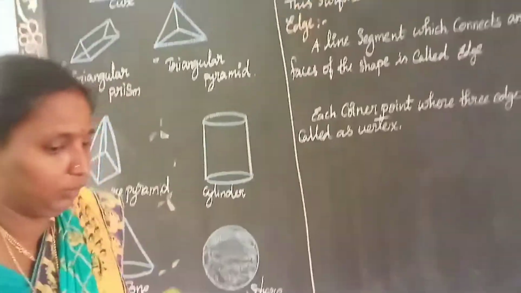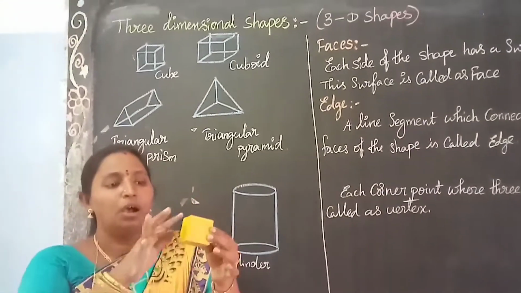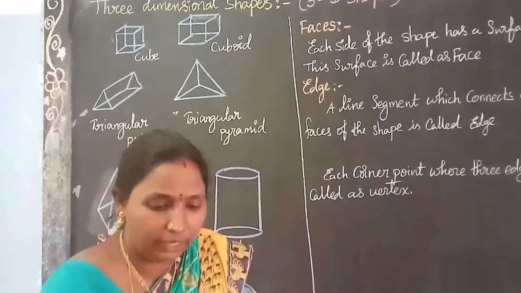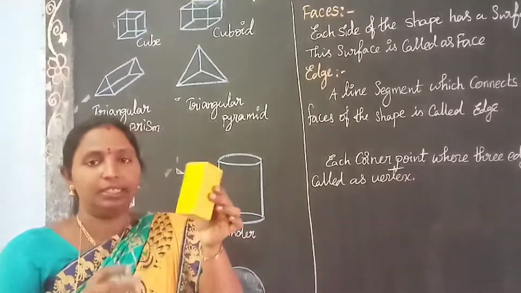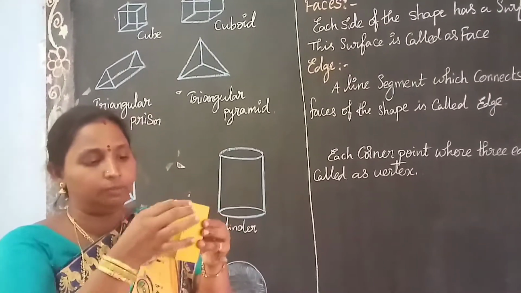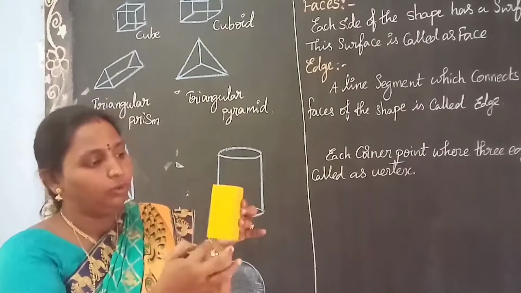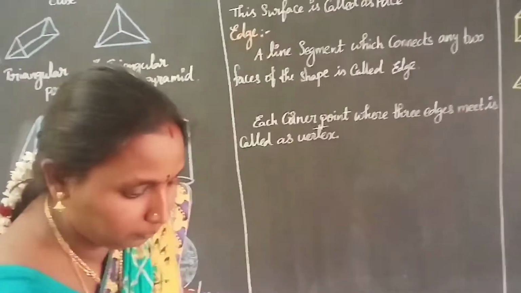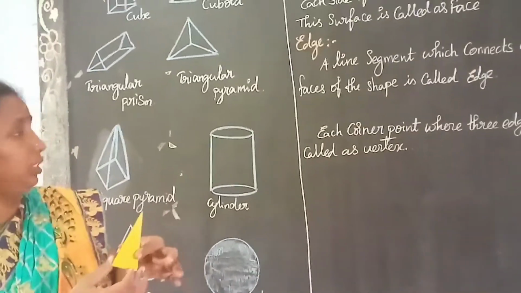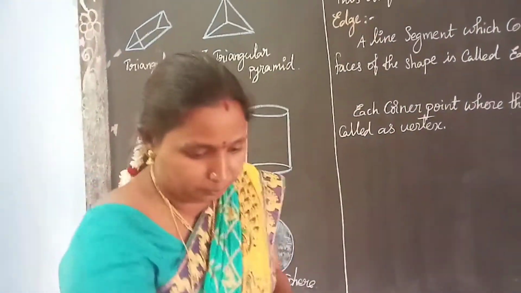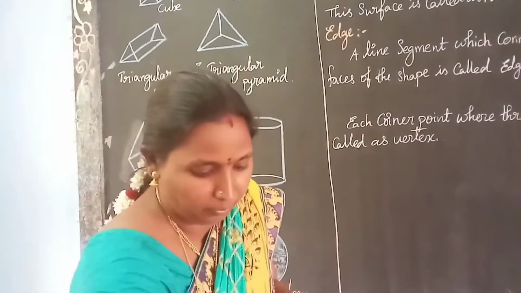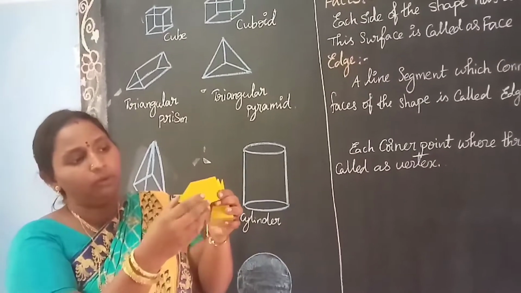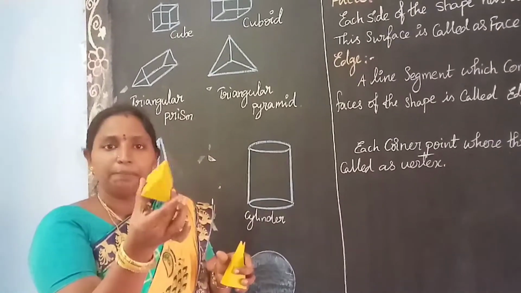First one, cube. So this is the cube, all the sides should be equal in this cube. Next one, cuboid. So this is the shape cuboid. It is made of rectangles. See this, here you have a shape like that, rectangle. Okay, this is cuboid. Then this is called triangular prism. Here you have triangle shapes, so this is called triangular prism.